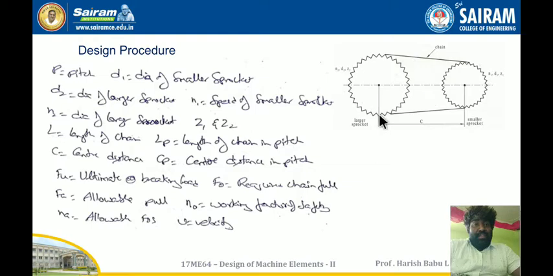L is the length of the chain. The length of the chain can be in terms of mm or in terms of pitch; LP is the length of chain in pitches. C is the center distance between the two shafts or the two sprockets, and CP is the center distance in terms of pitch. FU is the ultimate or breaking load. FT is the required chain pull and FA is the allowable pull. N0 is the working factor of safety and NA is the allowable factor of safety, and V is the velocity at which the drive will be driving the shaft.